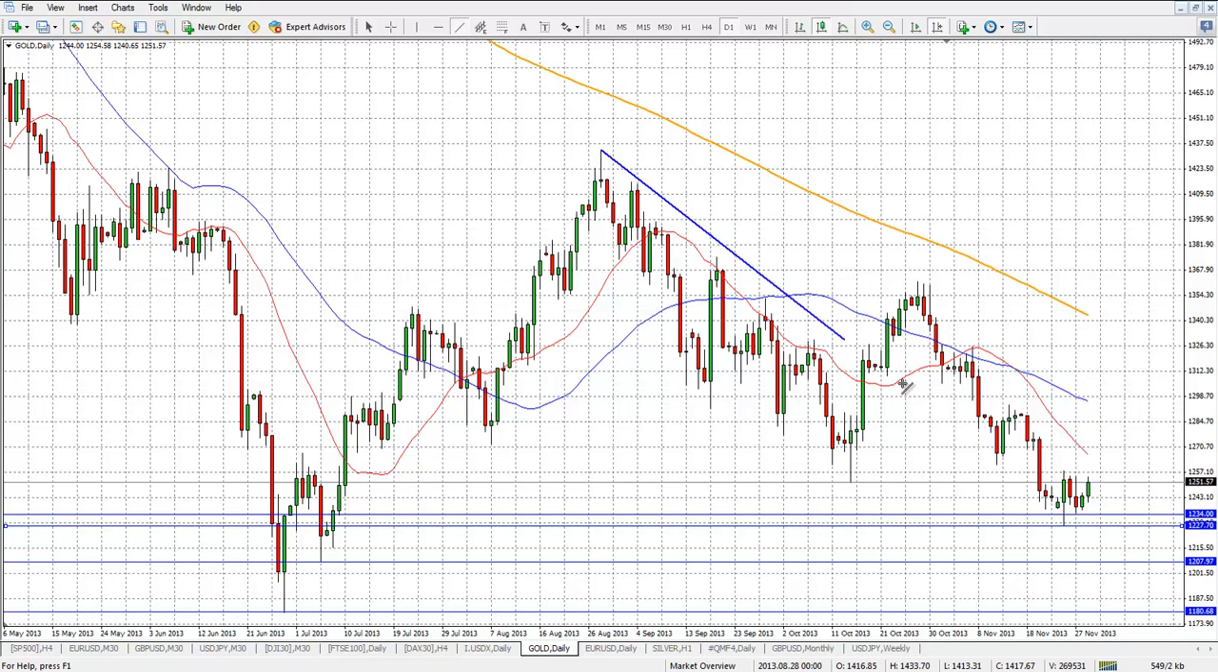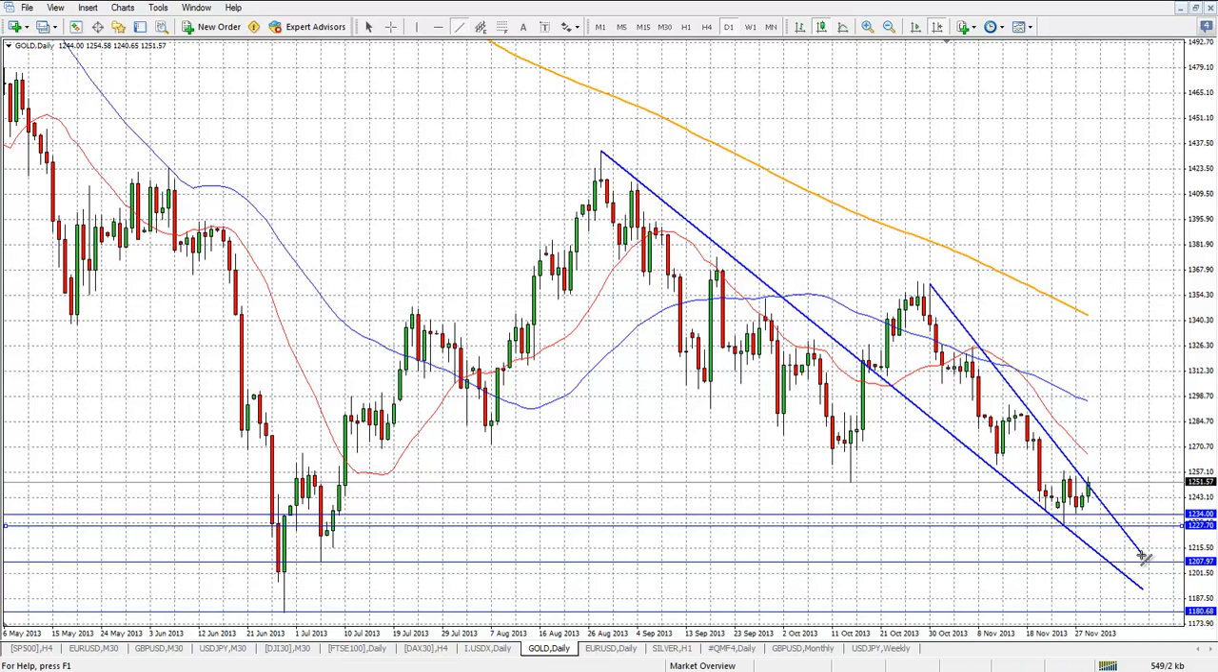Also, these trend lines are still intact. So this previous resistance is acting as some level of support at the moment, but it appears to be quite bearish. Gold is in a clearly defined downtrend.